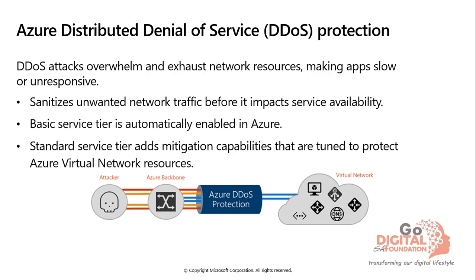And the basic service tier is automatically enabled in Azure, and the standard service tier adds mitigation capabilities that are tuned to protect Azure virtual network resources. More information about this is also found in your Skillpipe books, but this is just a summary of it. Yeah.